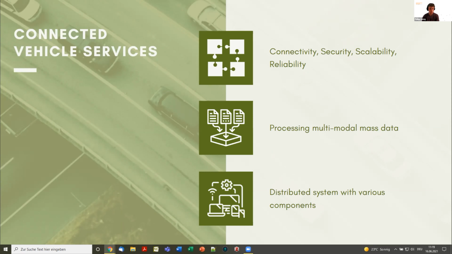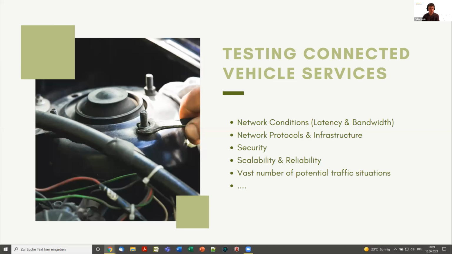And we're talking about distributed systems with various components. So we have our embedded system within the vehicle, but on the other hand, we have also our cloud services running in the cloud and using high performance computation resources from the cloud. And in between, we may have additional infrastructure like a roadside unit also. When it comes to testing these services, we also have to consider different aspects, like network conditions, like latency and bandwidth. We have different network protocols involved in the infrastructure. Again, we have to test security, scalability, reliability, and what makes it really challenging is the vast number of potential traffic situations we have to consider.